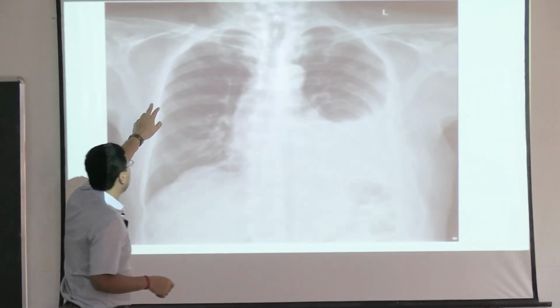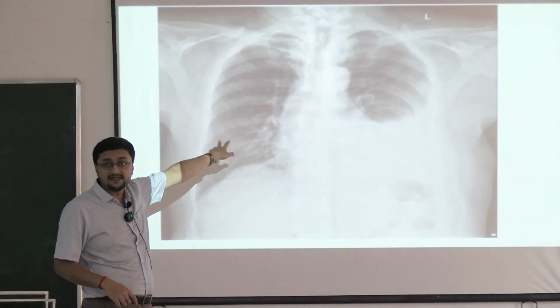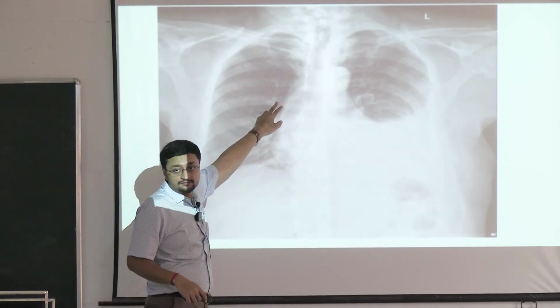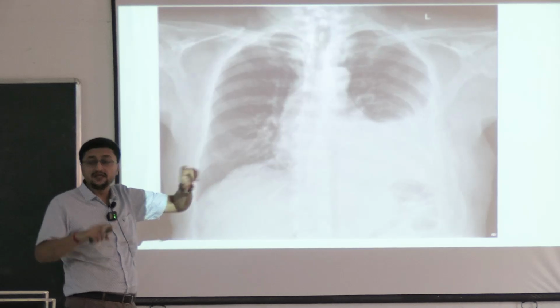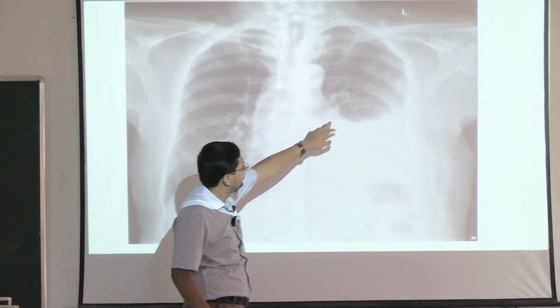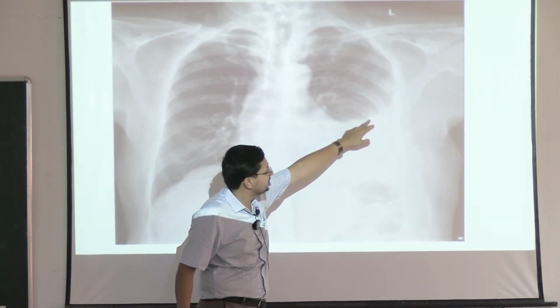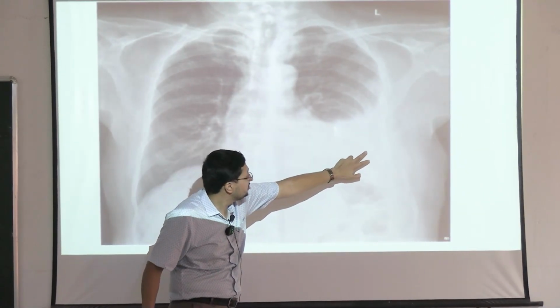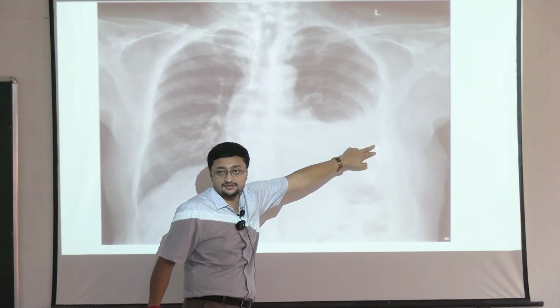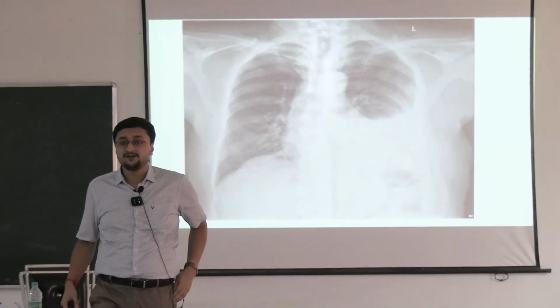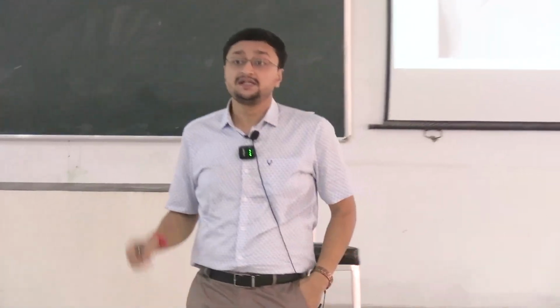Compare the right and left. So this is the right fourth rib, in a straight line. Now compare here: this is the left fourth rib, and this is another segment. This is another segment and this is another segment. Clear? This is because of a fractured rib.